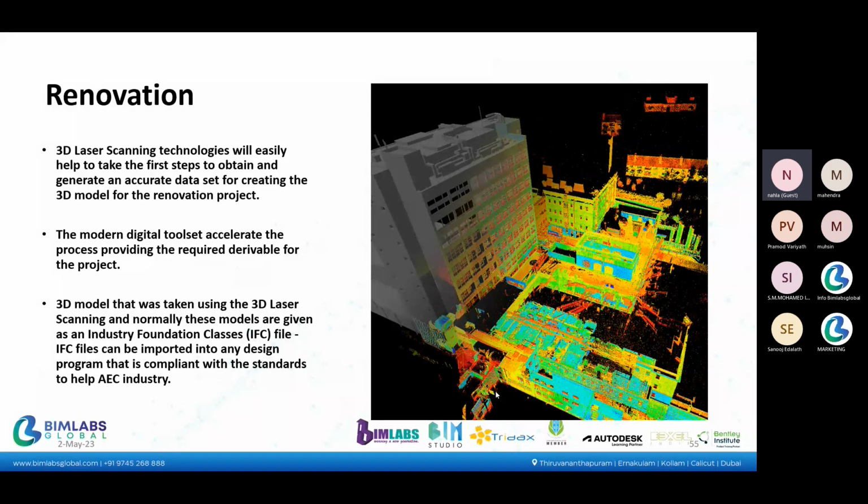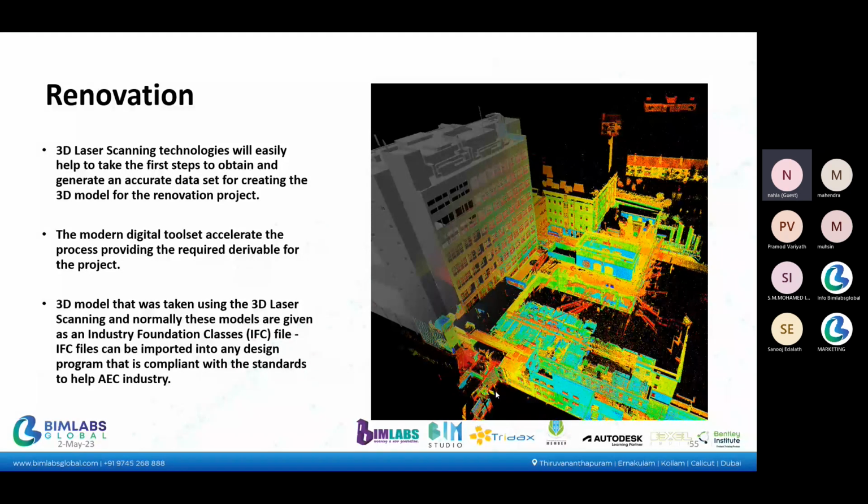There are old buildings and all. If you want to renovate a building, then we need to have an as-built drawing of the building. So in order to have an as-built drawing, we'll have to scan. There's a technique called 3D laser scanning.